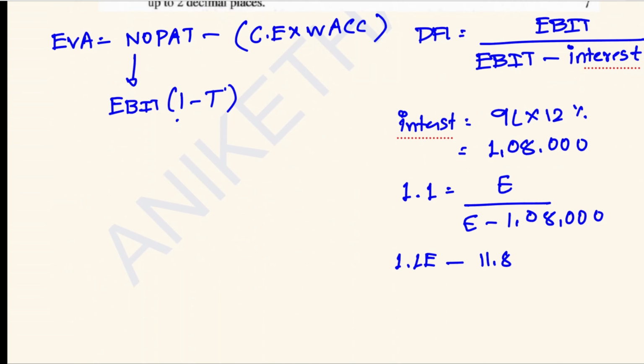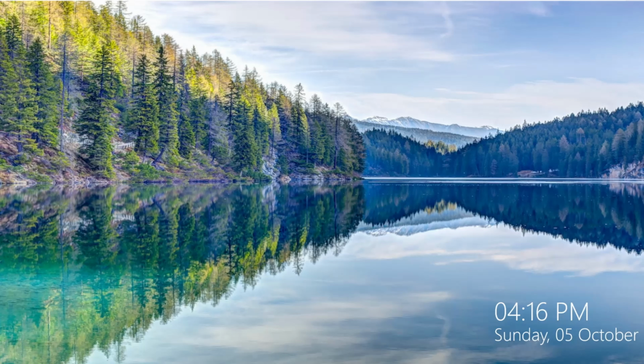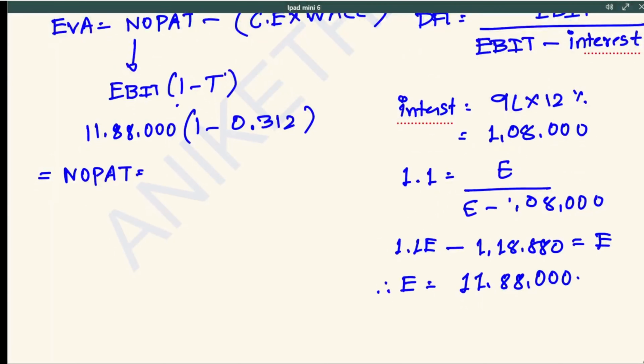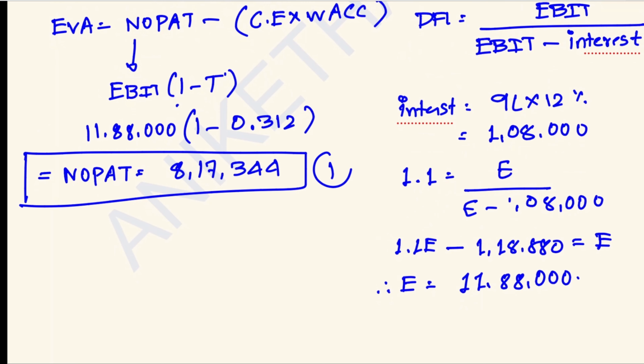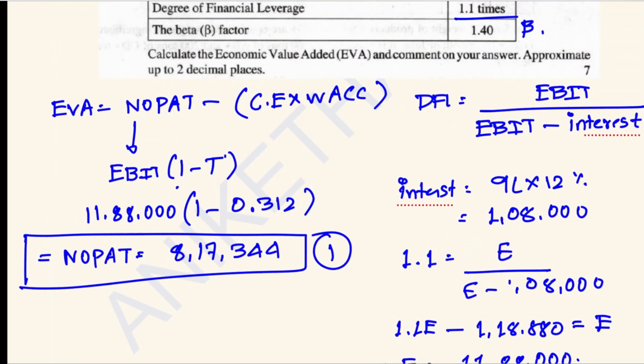11,88,000 into 1 minus 30%, 1 minus 31.2%. So this we can write it directly as 0.312. So therefore your NOPAT is equal to 8,17,344. So let us call this as 1, which is the first part in your EVA equation.